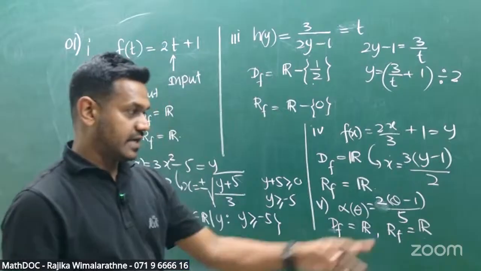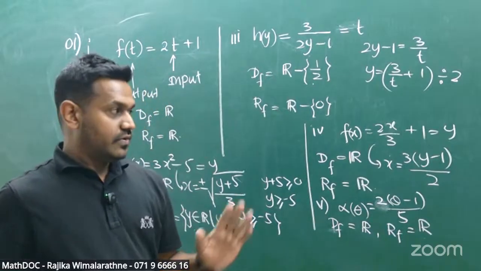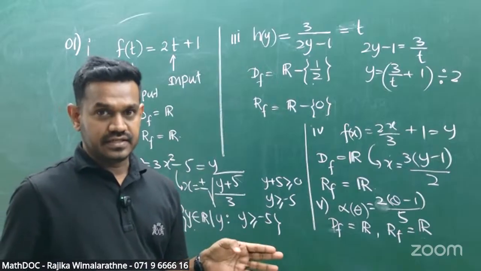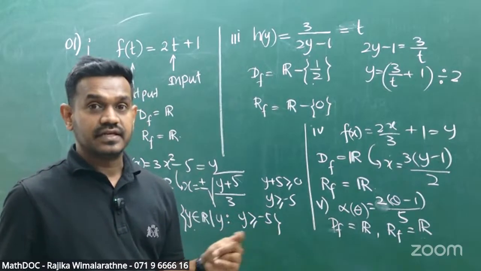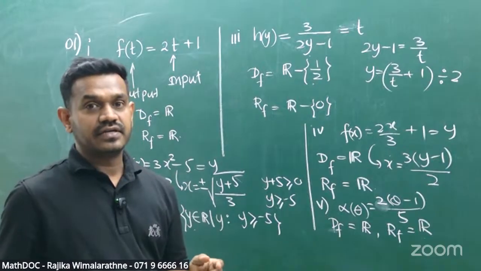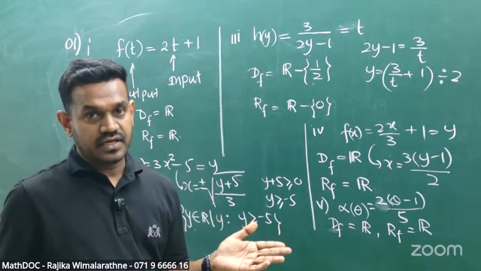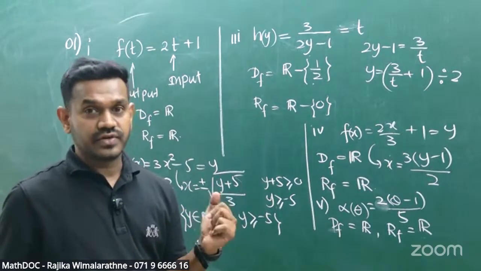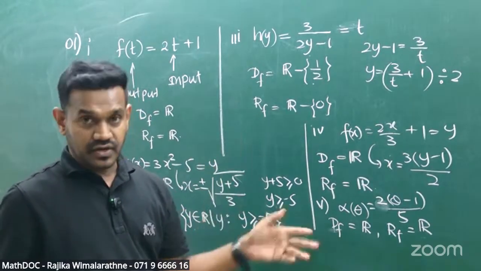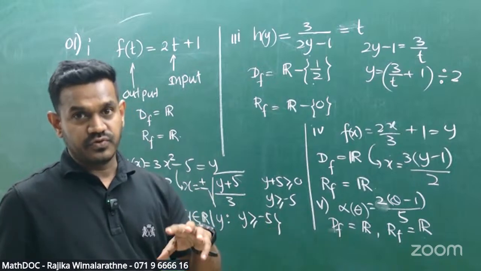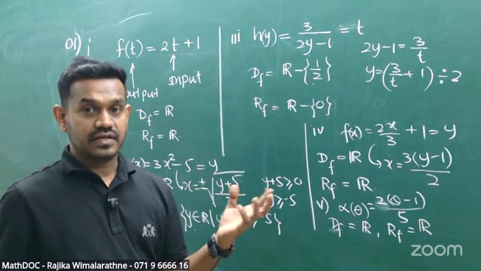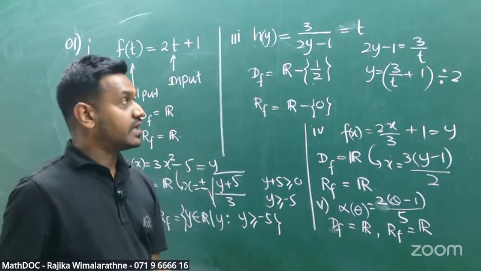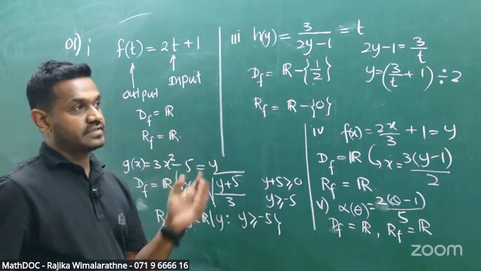So here the range. Anyway, remember for polynomial functions, the domain is always the real set. If you have a rational one, you have to remove denominator zeros. If you have an irrational one, you have to remove negative values within the square root. If you have a logarithmic function, then you have to remove negative values and zeros within the logarithm. Okay. Here question number 1, just complete it and check your answers.